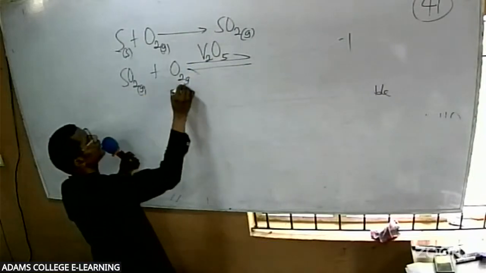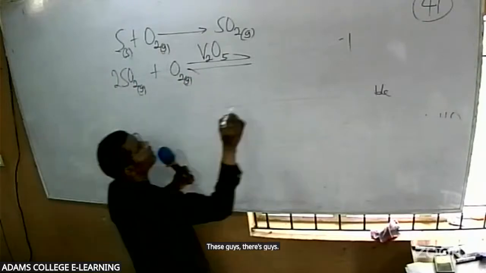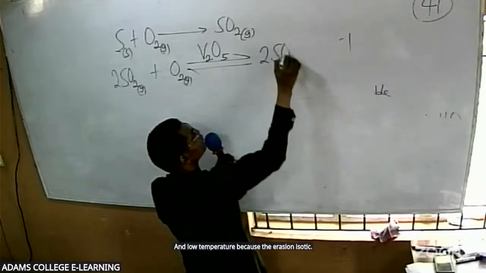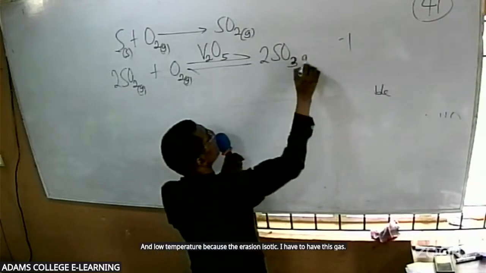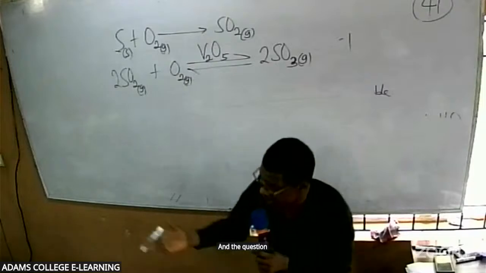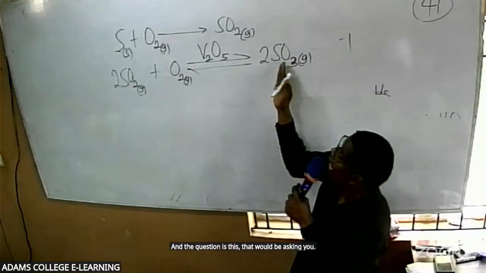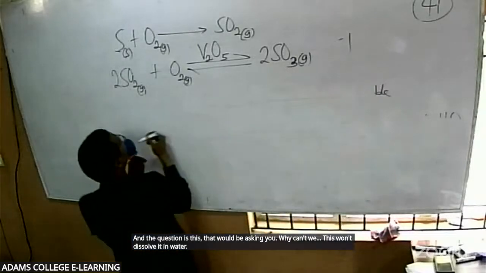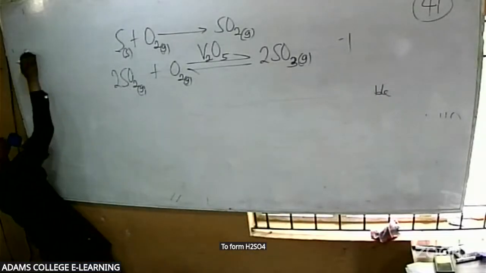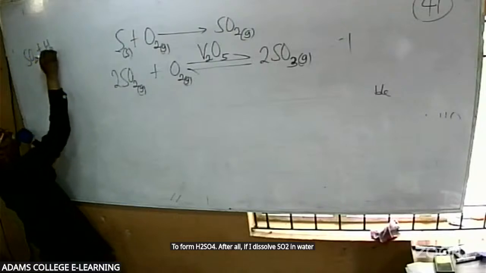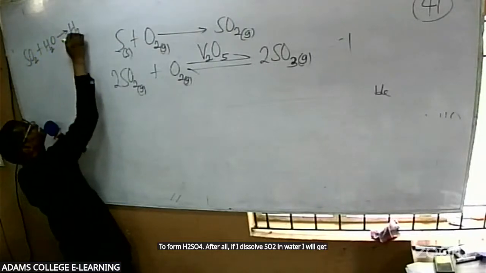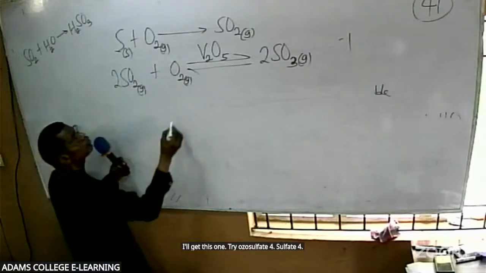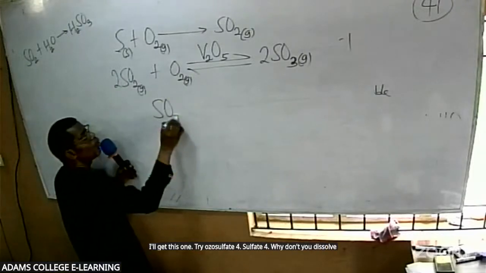This gas, SO3, will need relatively high pressure and low temperature because the reaction is exothermic. And the question is this, that's what they're asking you: why can't we dissolve this one in water to form H2SO4? After all, if I dissolve SO2 in water, I will get H2SO3, trioxosulfate(IV), sulfite(IV). Why don't you dissolve SO3 now in water?